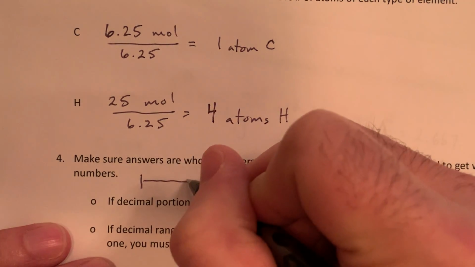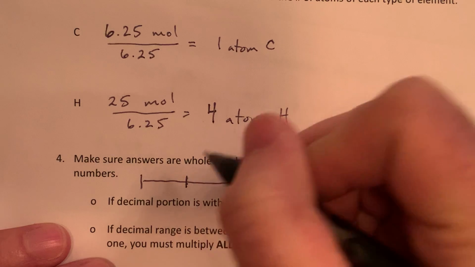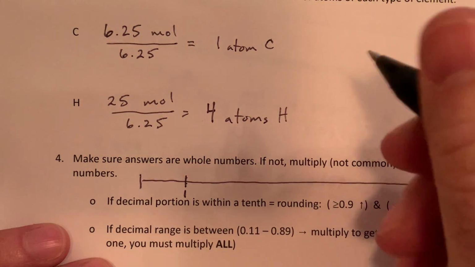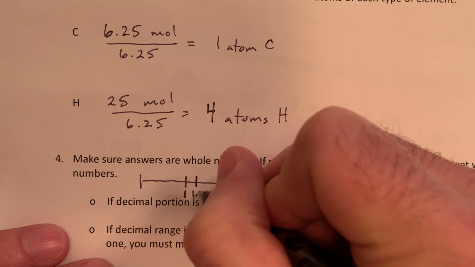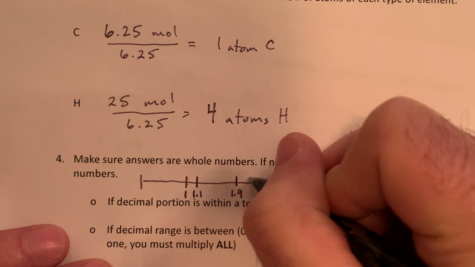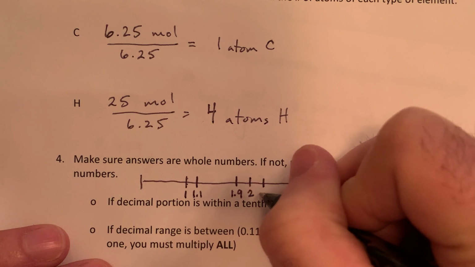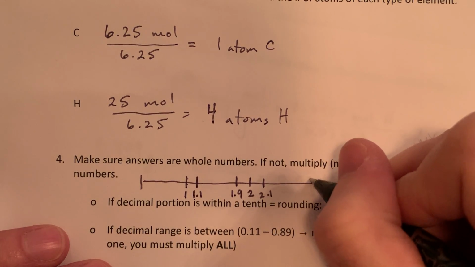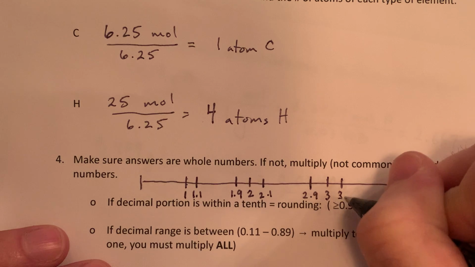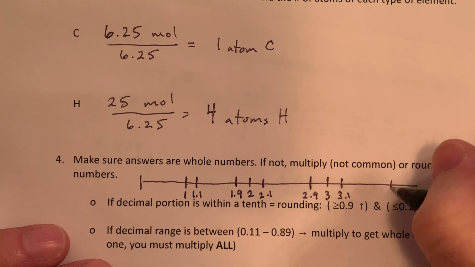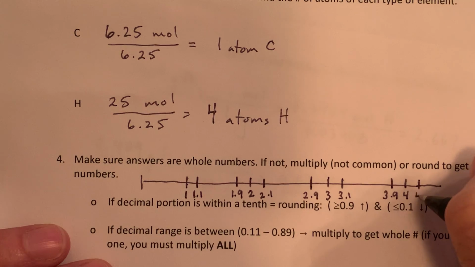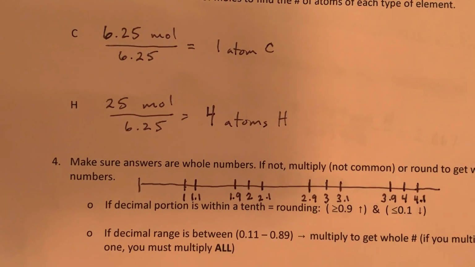So if you got, let's see, 1, 1.1, 2, 2.1, 2.9, 3, okay, you get the idea. And you just keep going. But, so here's how this works.